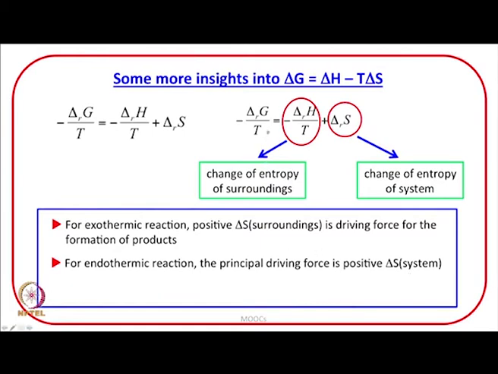And in the same way, if we now look at the surroundings part, if delta H is positive, then this minus delta H by T term is negative. Once again, if delta H is positive, then minus delta H by T is a negative quantity. That means there is an unfavorable contribution from the entropy change in the surroundings. And as temperature is increased, this unfavorable contribution goes down, and that drives the formation of more products.